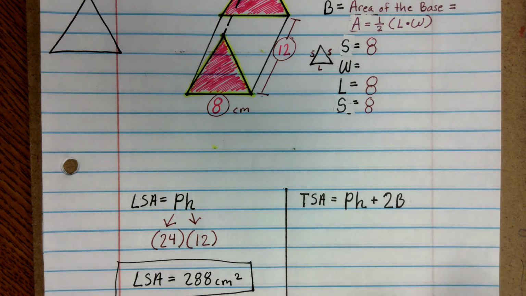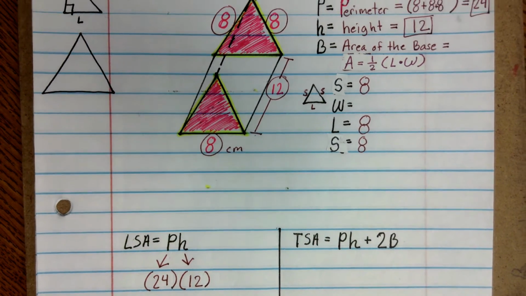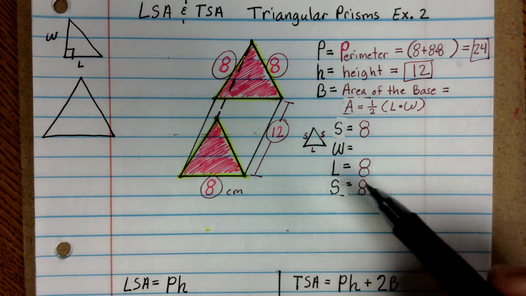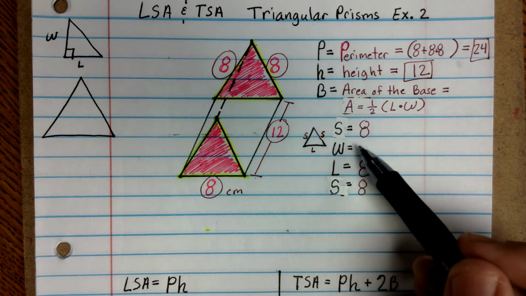Now we're going to go ahead and find our TSA. But for TSA, we do have something else we have to find. We have to find the area of the base. And you'll notice that I left this W here out.